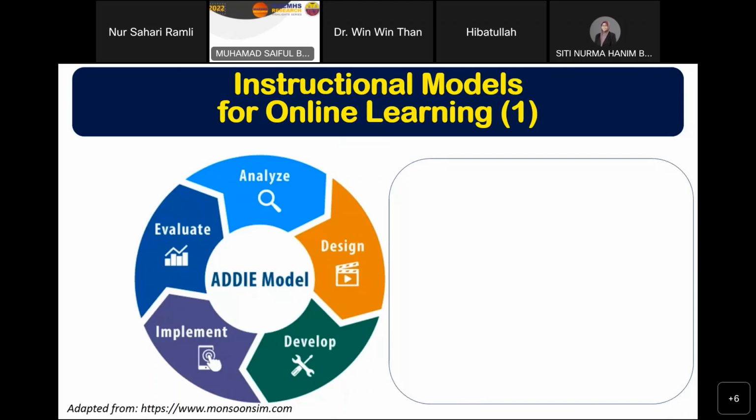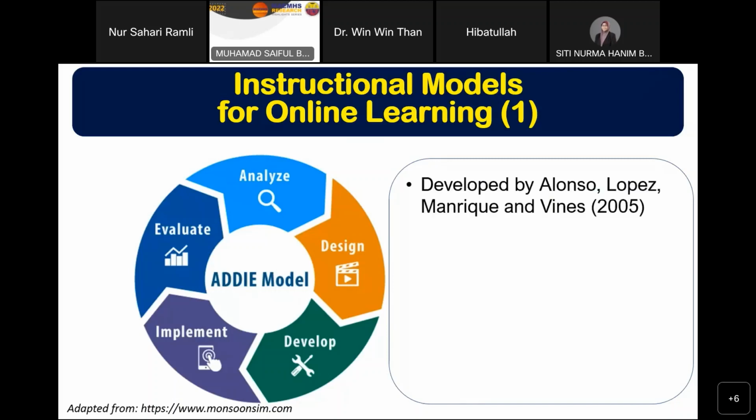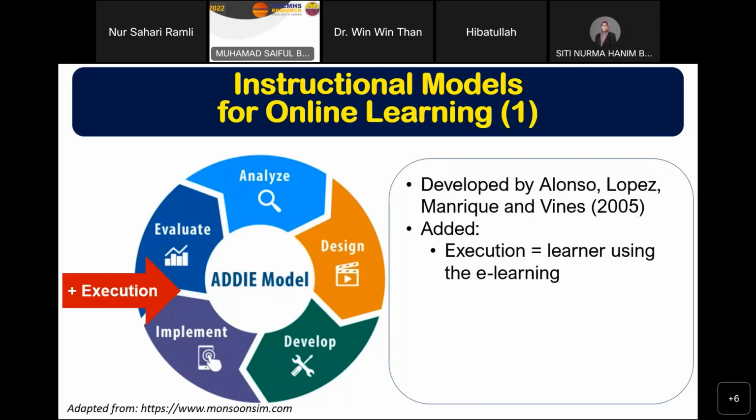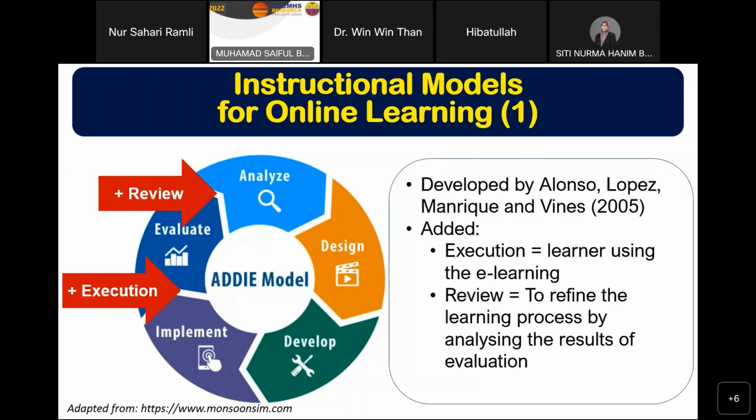One of those instructional models is the one developed by Alonso, Lopez, Manrique, and Vinuesa. In their model, they have added two phases, which are execution and review. Execution here refers to the process where the learners use the e-learning. Implement refers to the educators developing the tool itself. And the other one that has been added is review.